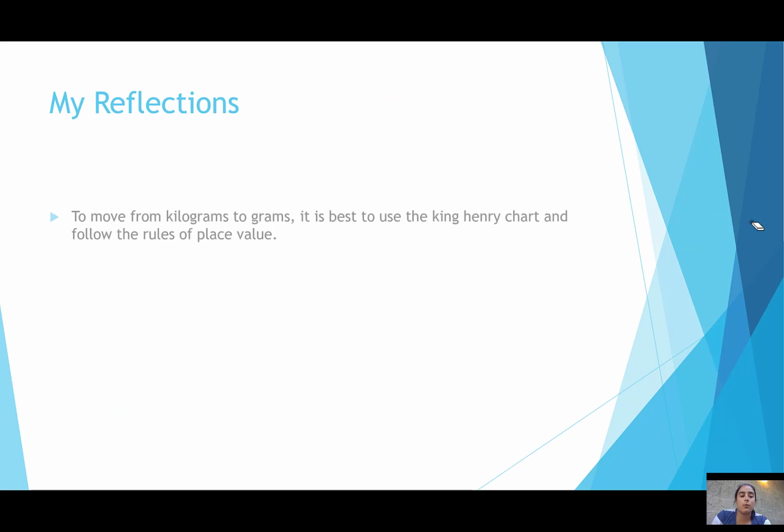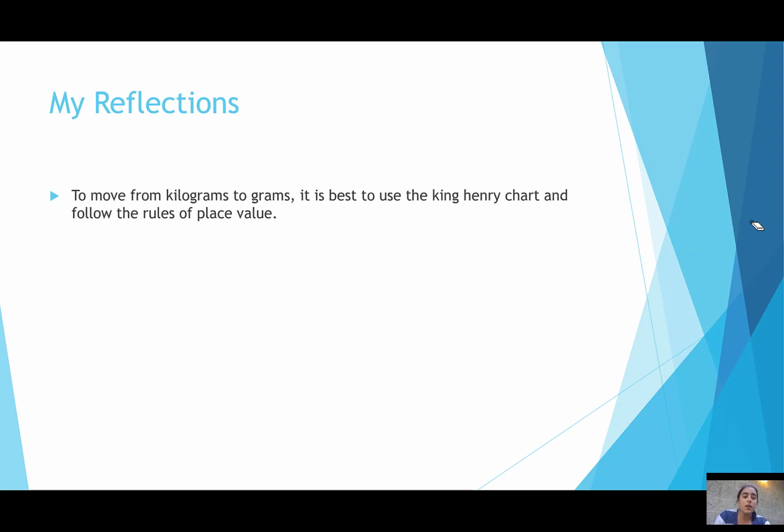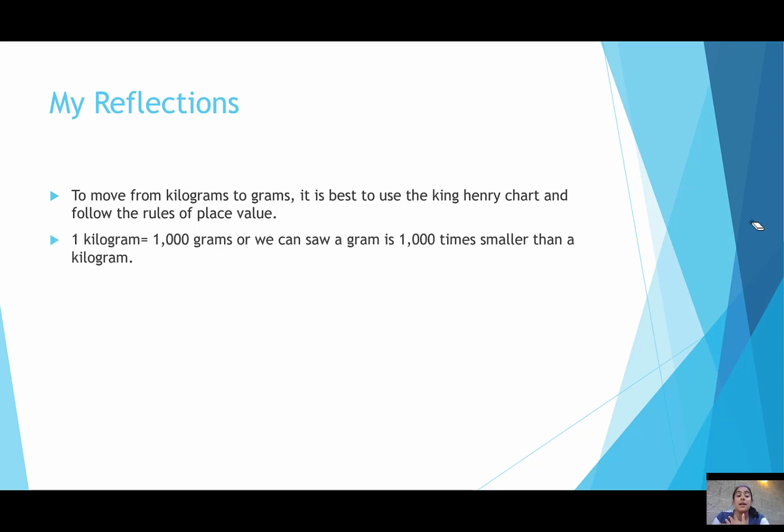So what are my reflections for today? To move from kilograms to grams, it is best to use the King Henry chart and follow the rules of place value. 1 kilogram equals 1,000 grams, or we can say a gram is 1,000 times smaller than a kilogram.